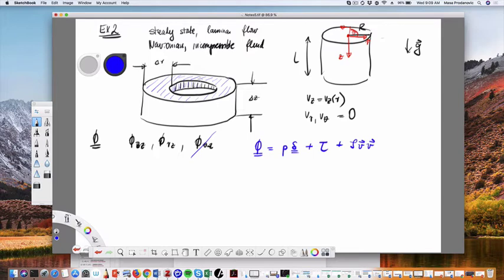So how am I going to look at phi zz? That is z momentum that is transferred across which plane? The plane. So I'm going to have something like this, right? And it's coming in at z, and it's coming out at z plus delta z, right?